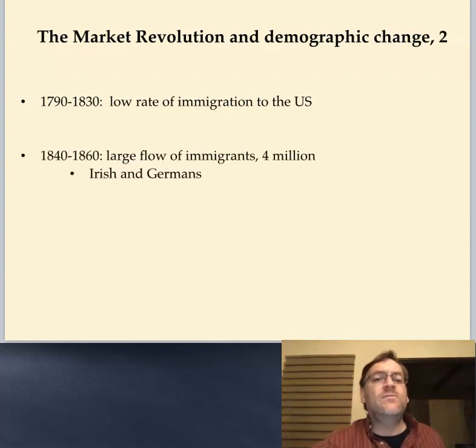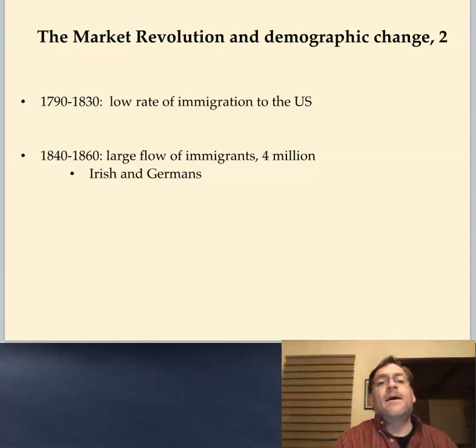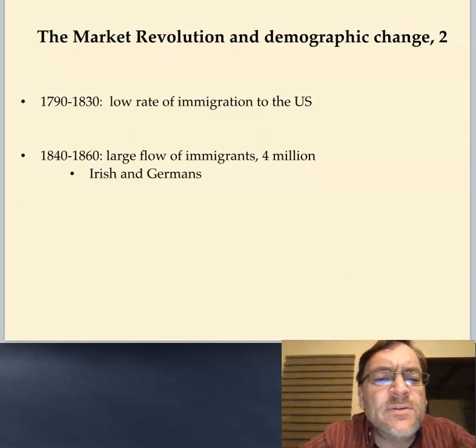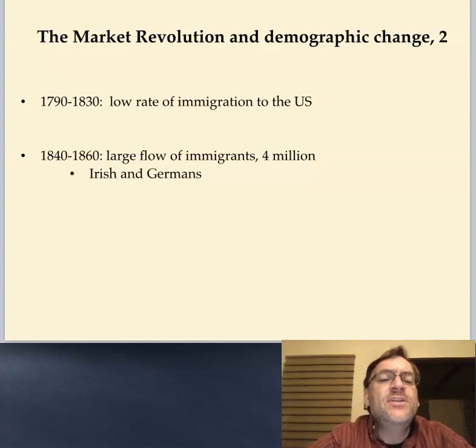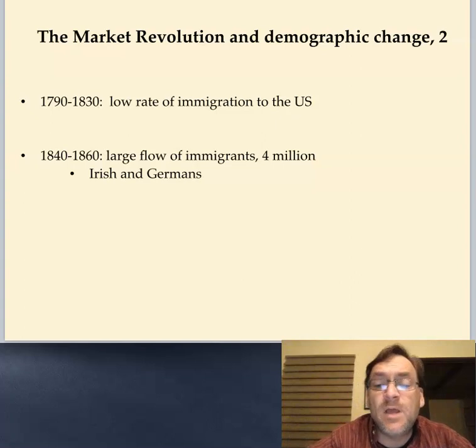But in the 1840s and 60s, you see a large flow of immigrants, about 4 million, coming from Ireland and Germany. There are different push and pull factors here, as there always are in the decisions people make to migrate, whether they're primarily being enticed by opportunity elsewhere or being pushed out from problems in their home countries. Usually it's some combination of both. The Irish, in particular, in the mid-19th century, are suffering from a series of devastating potato famines. So a lot of starvation going on there.